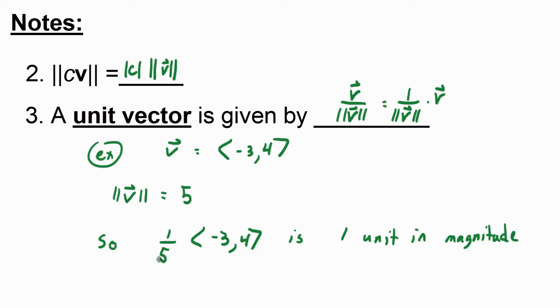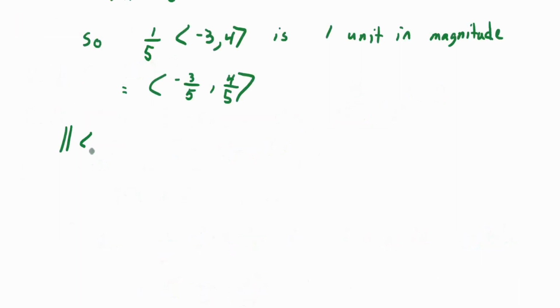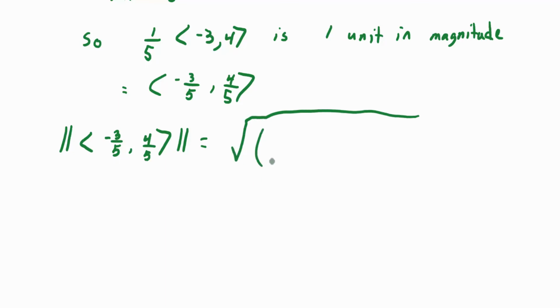Yeah, it would, because if we actually do the scalar multiplication, what components do we get? -3/5 and 4/5, right? The magnitude of this vector, -3/5, 4/5. How do you take the magnitude of this vector? It's the square root of what?